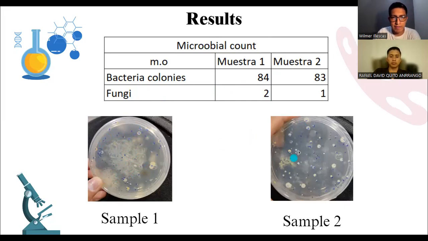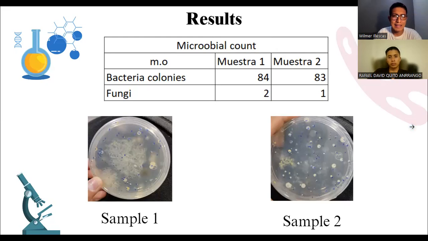On the other hand, we have sample number 2. Here we can see just one fungus, as you can see here, as well as many bacterial colonies. So you might be wondering what the analysis is going to be.